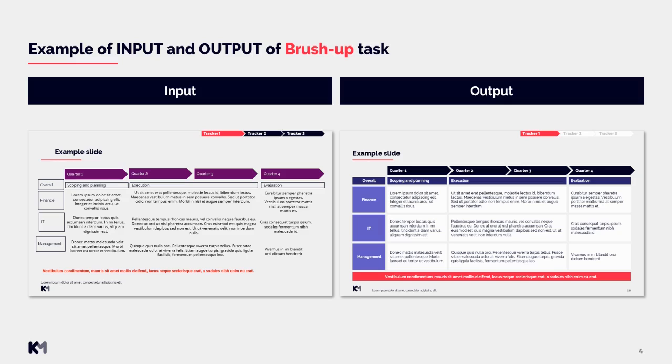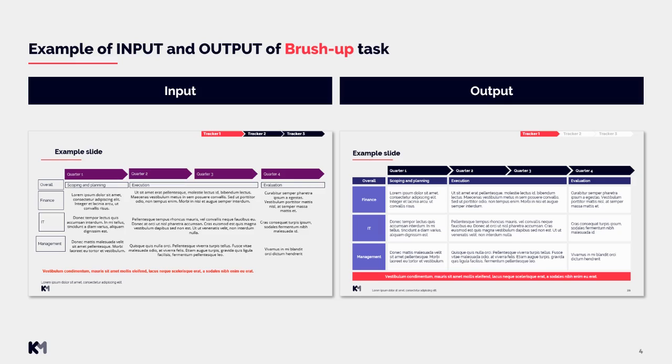Now let's look at an example of input and output of a BrushUp task. On the left side, we see the input of a slide that a client could submit to us, and on the right side, we see the output of the slide after the BrushUp was conducted. Of course, the BrushUp result always depends on the client's guidelines and style. In this example, we work with our No More template and guidelines to be able to showcase how a brushed up result could look. You always need to work with the guidelines and template that are part of your task.